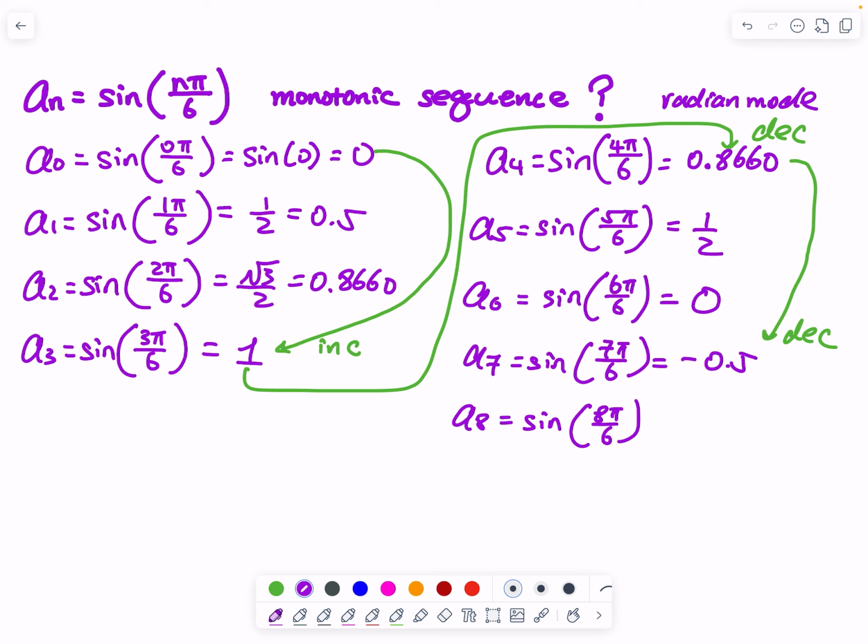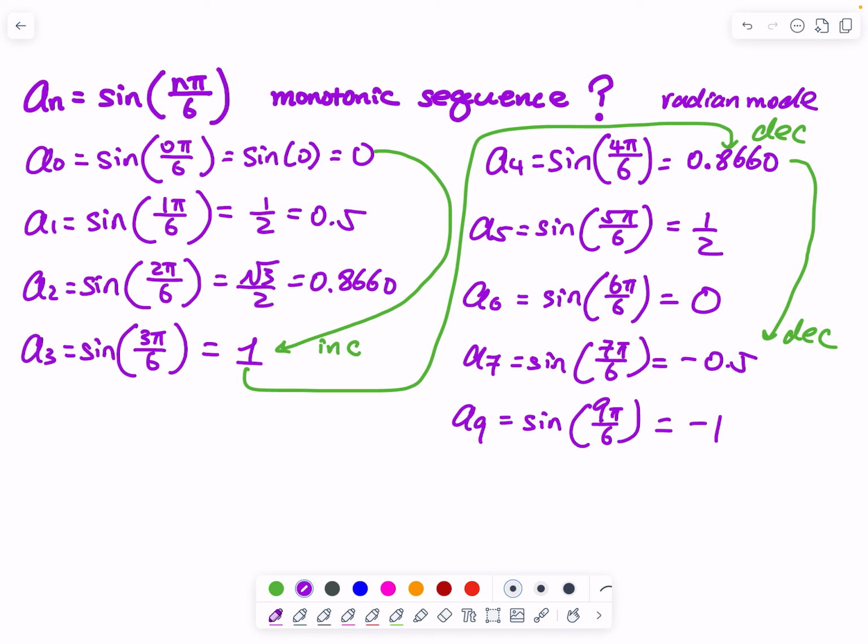I'm checking this with my notes. a4, a5 is 1 half, a6 is 0, a7 is negative 0.5. No, I didn't try 8. I tried 9. Okay, then I will just follow what I wrote on my notes. a9, that is sine of 9 pi over 6, is equal to negative 1. So it looks like we are back to a decreasing again. So we go from 0 to 1 increasing, and then we keep decreasing.